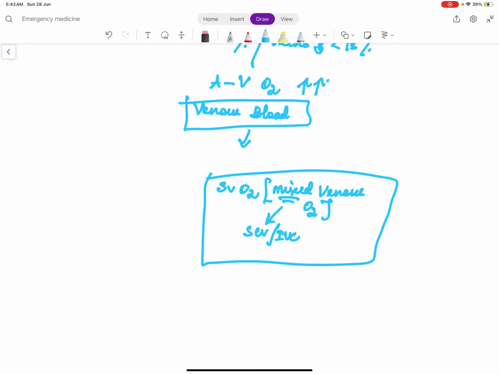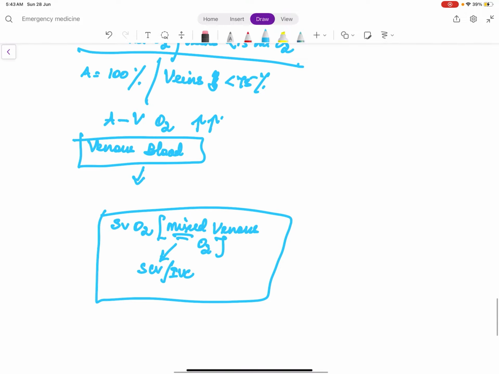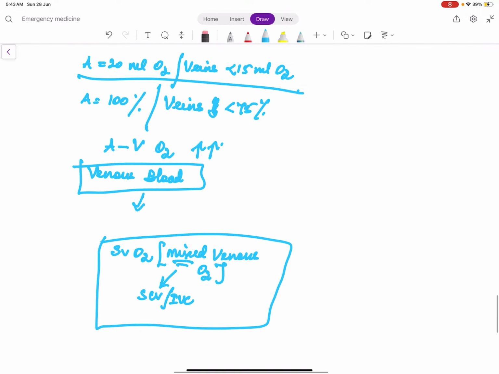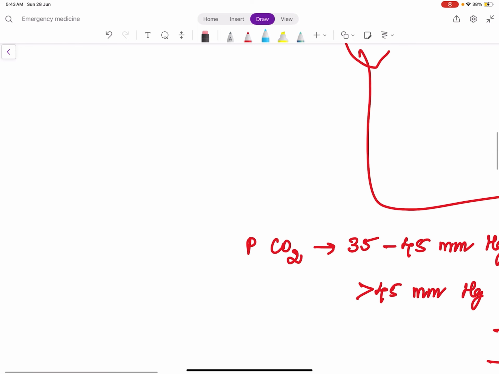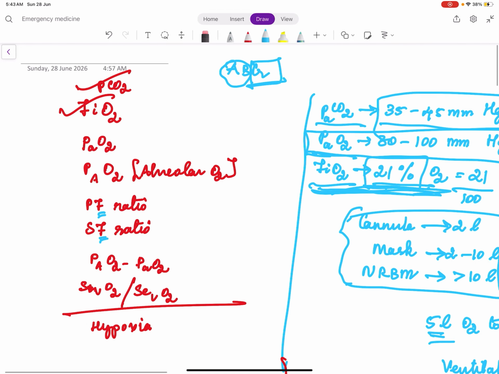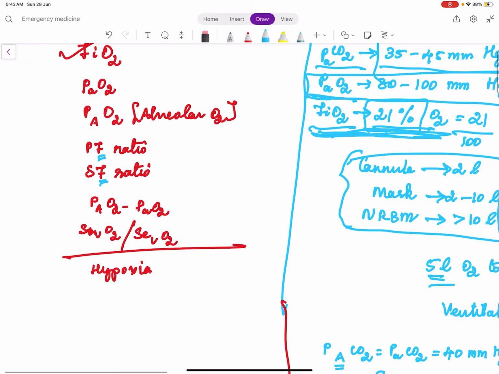Oxygen difference. Okay. So I have just introduced you to the concept of mixed venous oxygen saturation. Okay, why is this mixed venous oxygen saturation or SVO2 important?